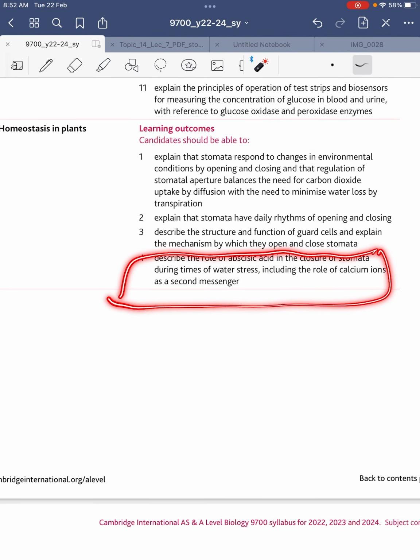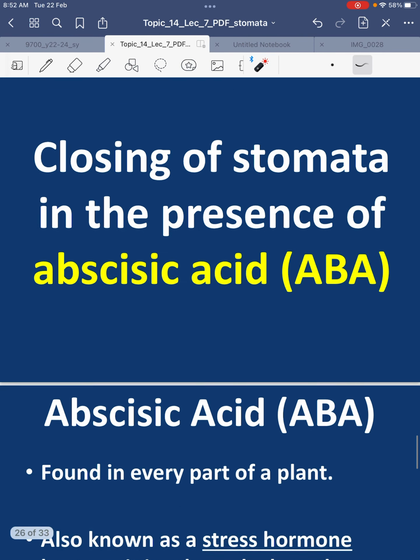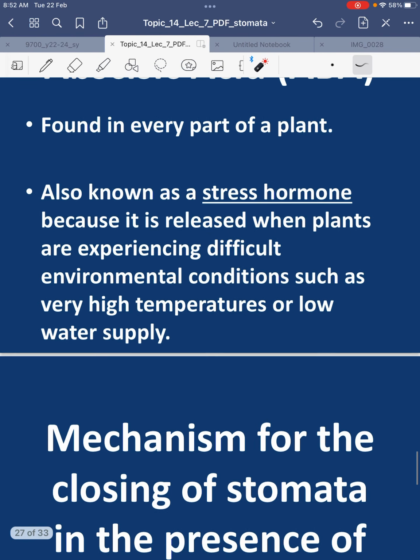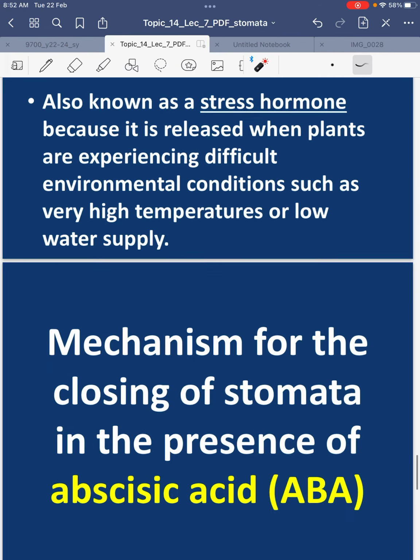Now, abscisic acid is a stress hormone. It's found in every plant. It is released when plants are experiencing tough times, like very high temperature or low water supply. It is a hormone which will lead to a particular consequence, and that is the closure of the stomata.